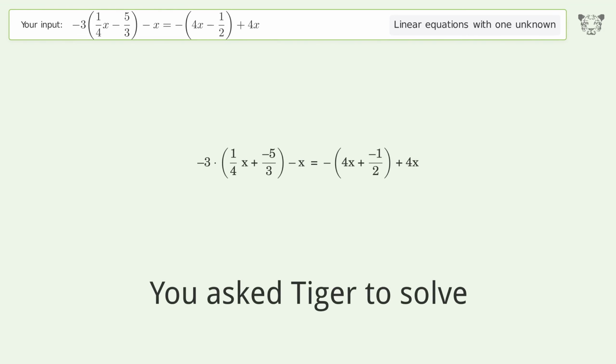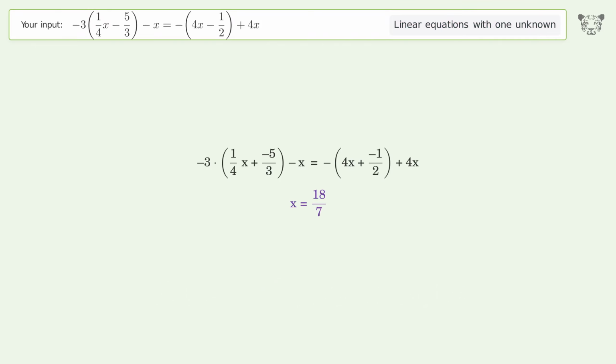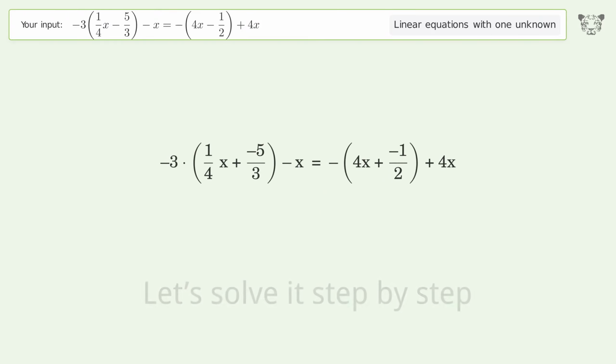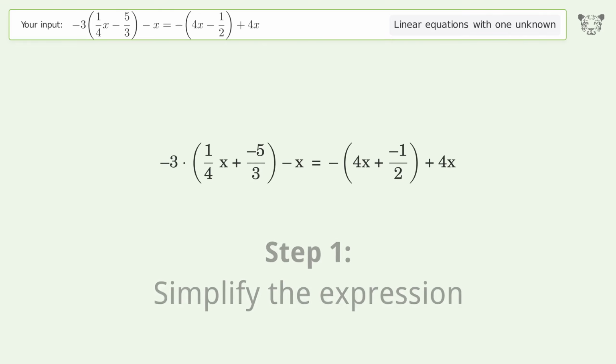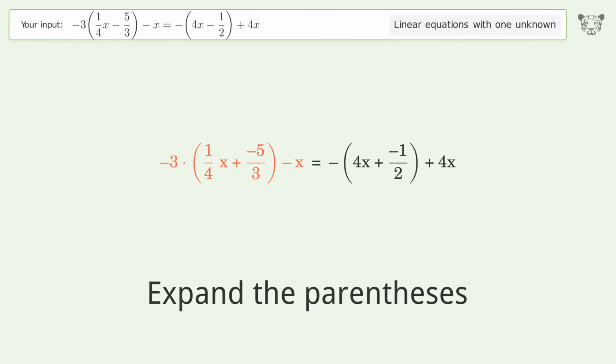You ask Tiger to solve this. This deals with linear equations with one unknown. The final result is x equals 18/7. Let's solve it step by step. Simplify the expression. Expand the parentheses.